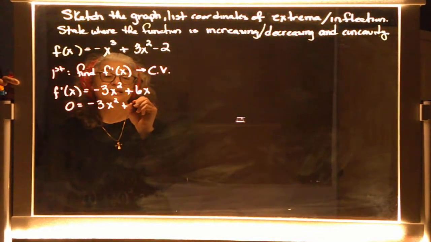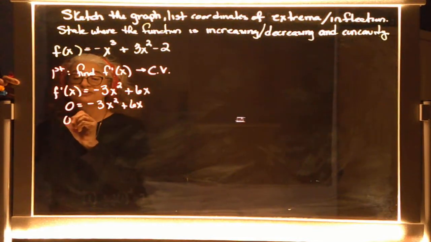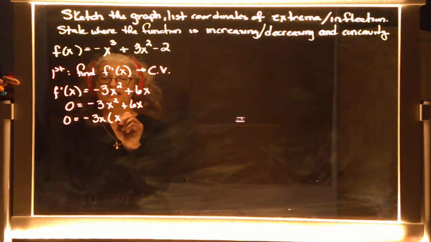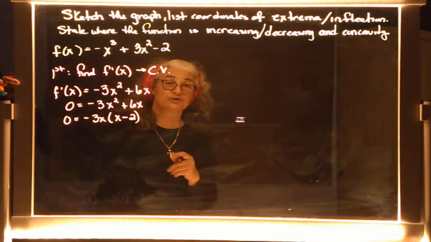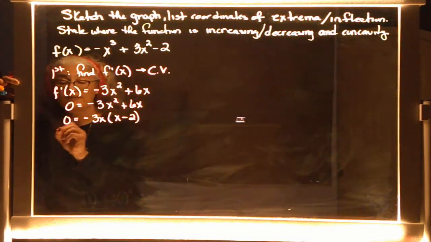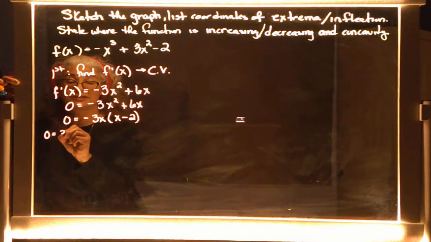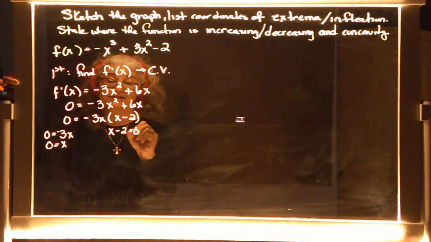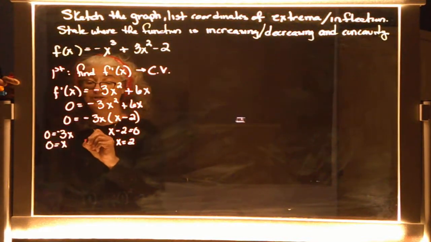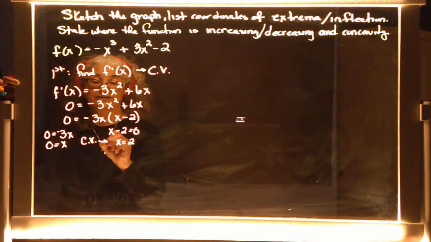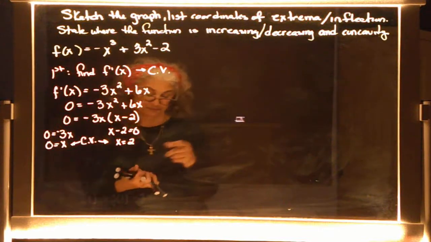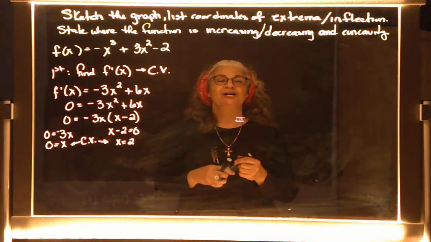And I'm seeing an x squared, which means I am going to factor out a negative 3x, which will leave me x minus 2. Do you agree? Okay. And then I get to set each of these equal to 0, which means one of my criticals is 0, and my other one is a 2. So here are my critical values, 0 and 2. Got it. Now what? Good.